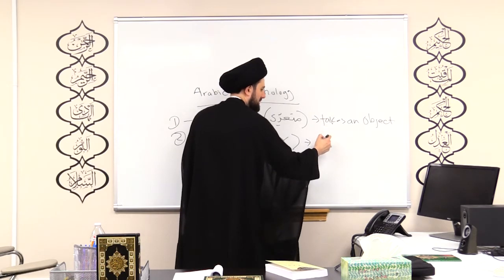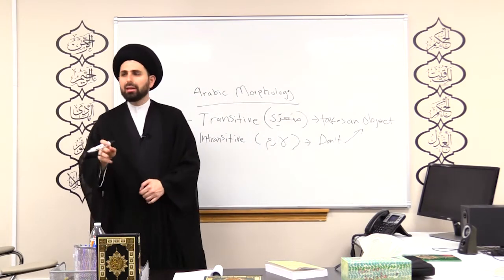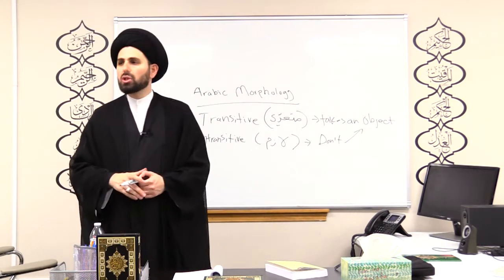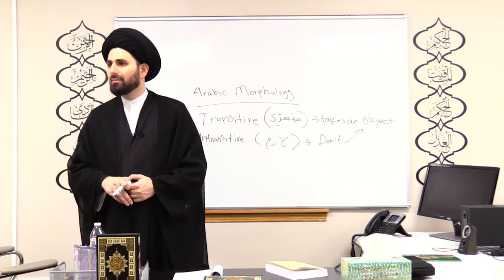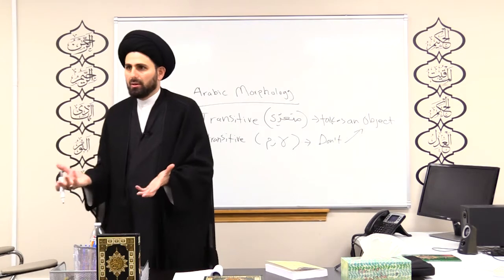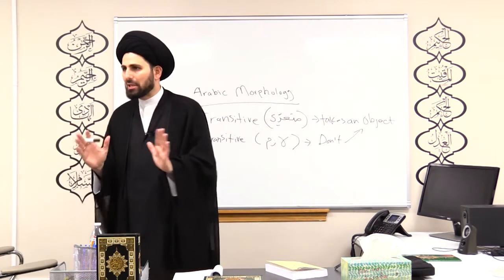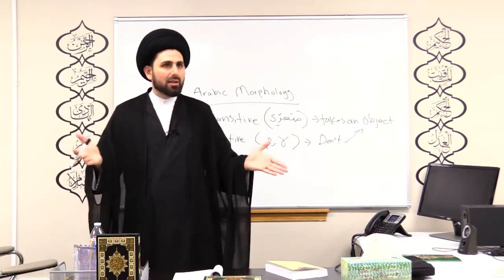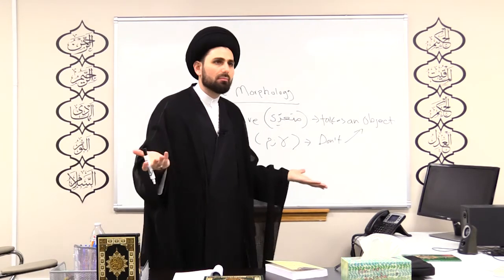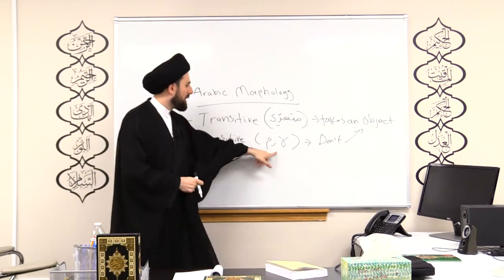They don't take an object. Can you give me an example in English? Sleep. Smile. Do you need an object? Smile something? No. Sleep something? No. Left. He left. Examine this phrase in English. He left. Do you need an object? I don't need an object. All these verbs that don't need an object, we call them lazim.